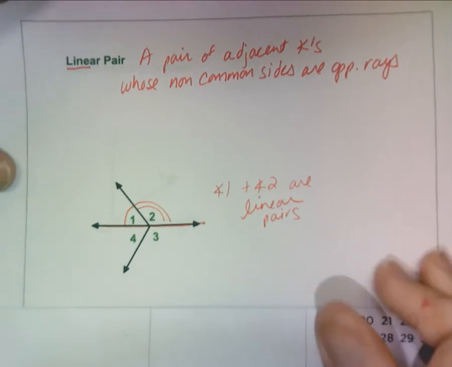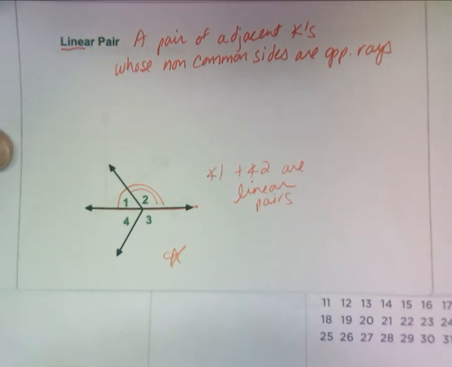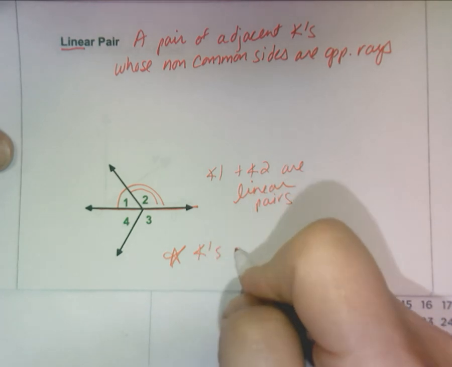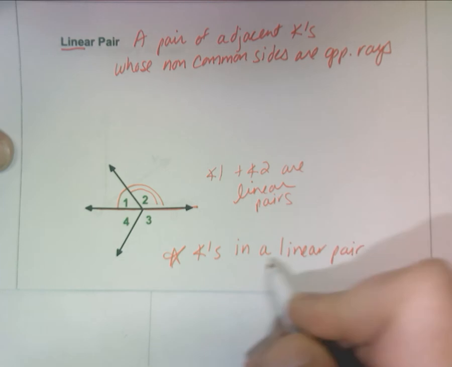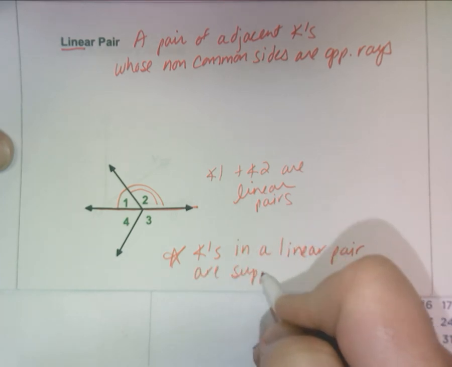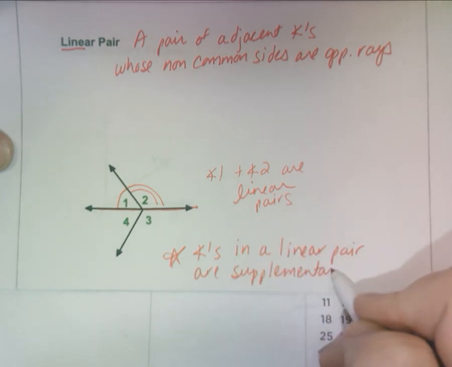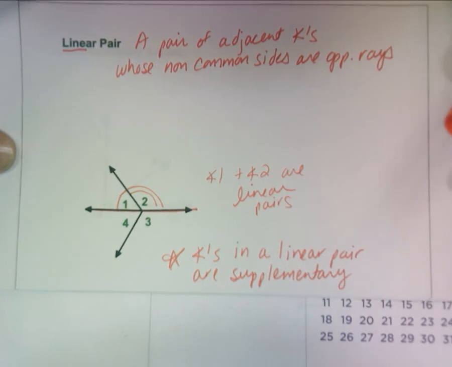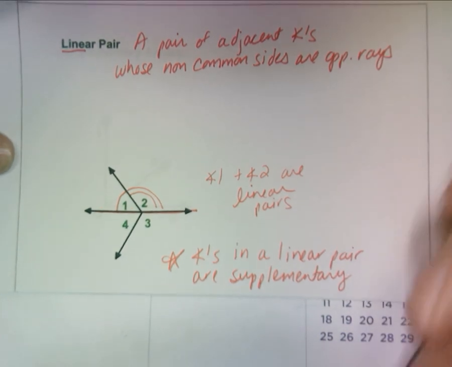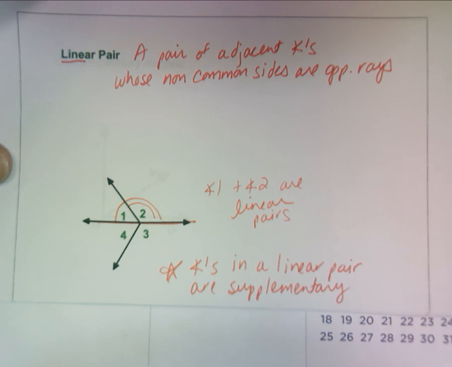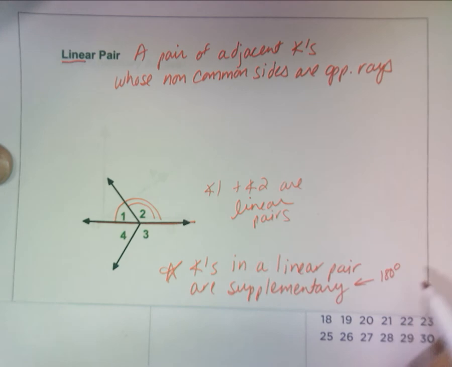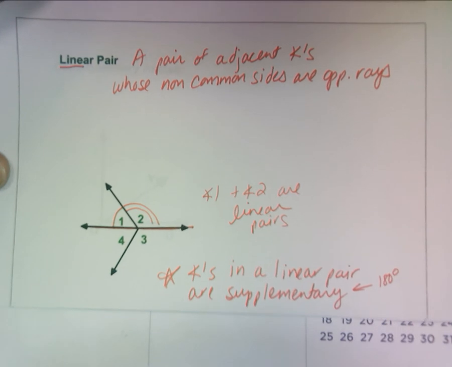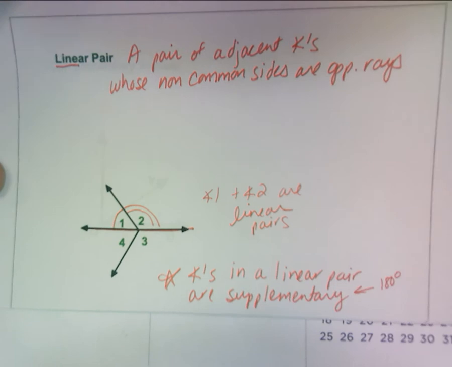Now, another little known fact. Put a little star. Angles in a linear pair are supplementary. Angles that form a linear pair obviously are going to be supplementary. Now, if you don't know what supplementary is, you should remember what that is. That means they are two angles whose measures add to 180. You should know that one.